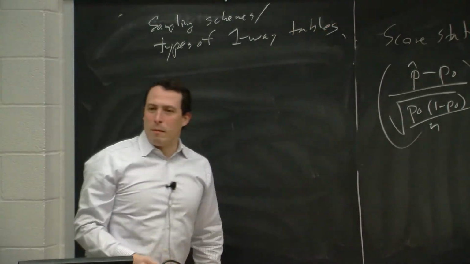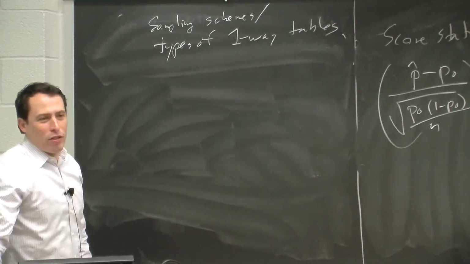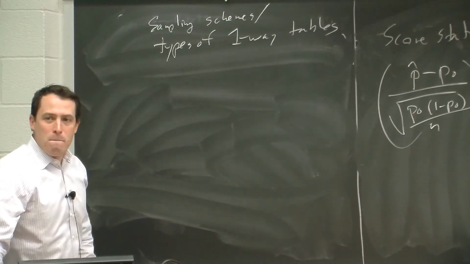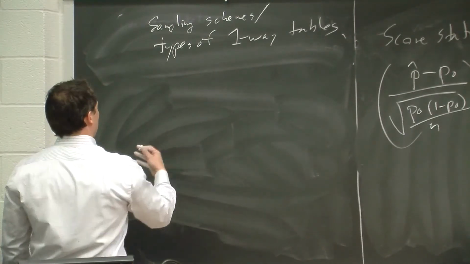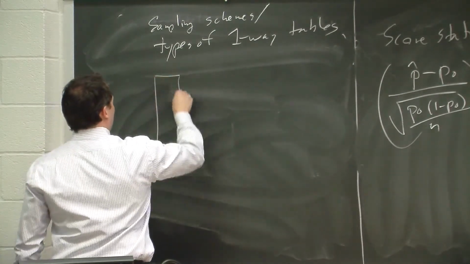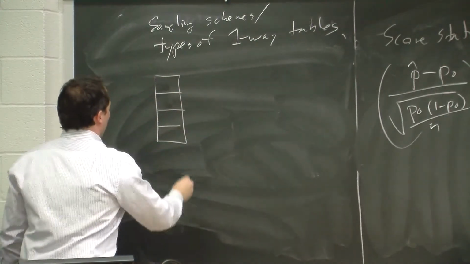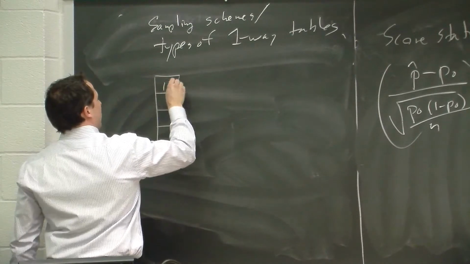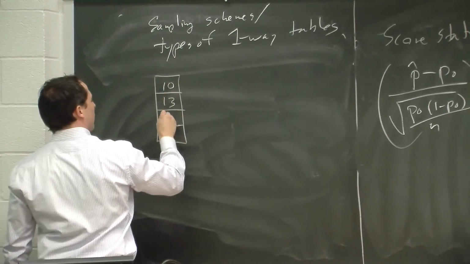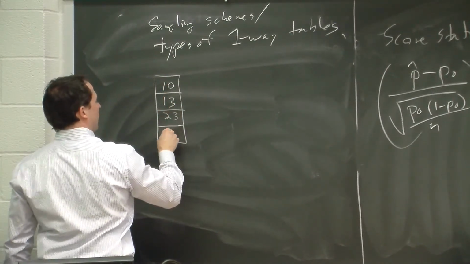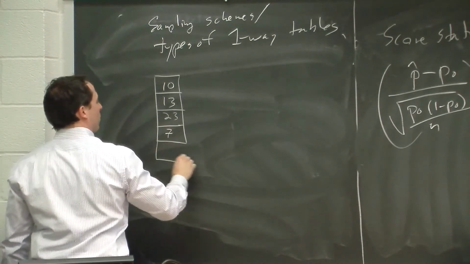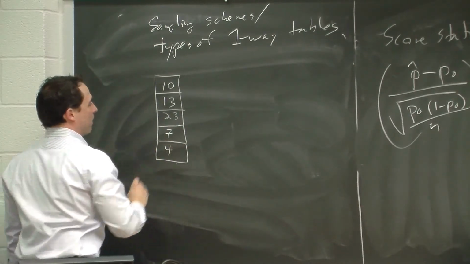And this is very much about our perspective on it, more so than it is about the data itself. So, okay, let's give an example. Here's a one-way table. Let's put some numbers in it: 10, 13, 23, 7. Let's give it one more: 4.